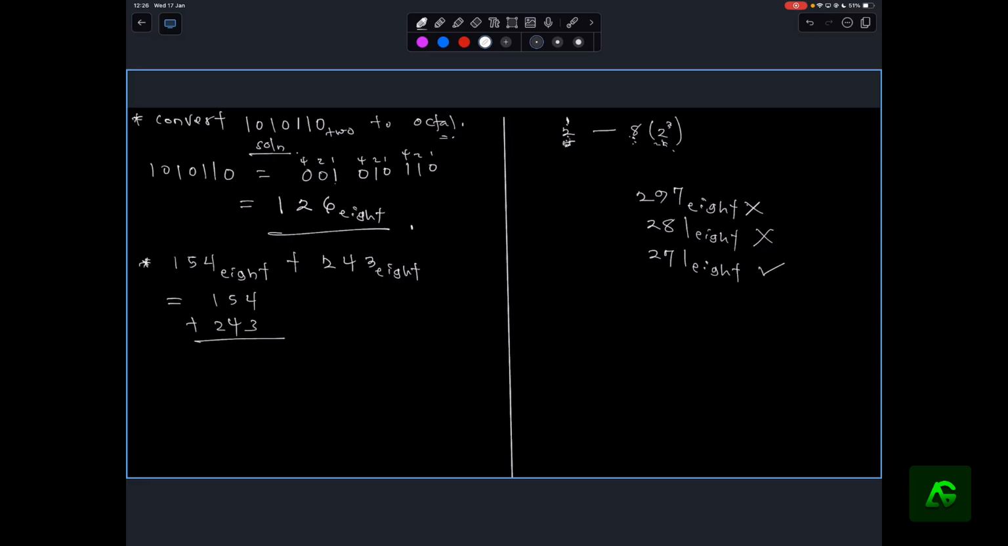So, we want to add. Remember, in base 8, we can't have 8 as a number in base 8, or a number beyond 8, or a number less than 0. All those numbers are excluded in this system. So 4 plus 3 is what? 7. We can have 7, right? So I will write 7. 5 plus 4 is what? 9. But can I have 9 in base 8?